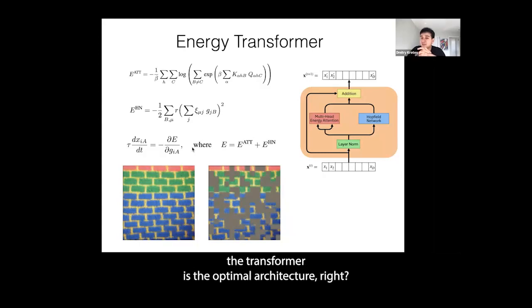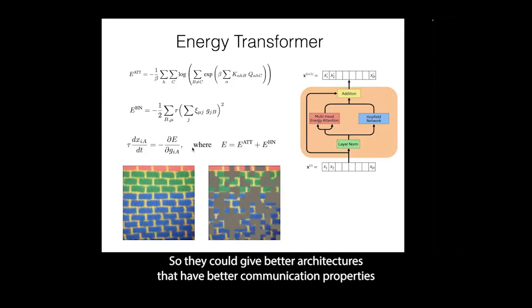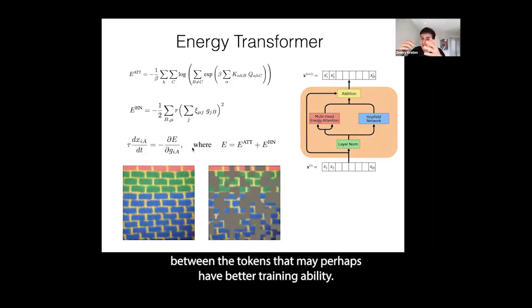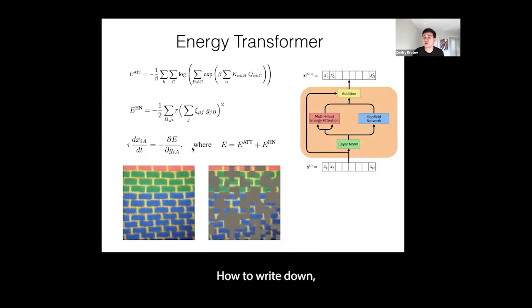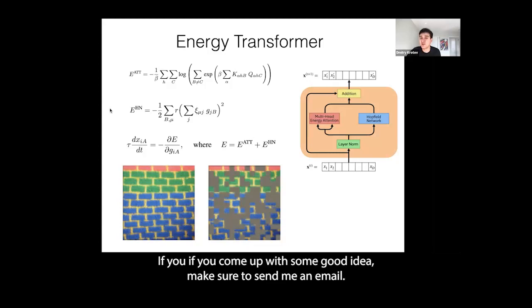But no one ever claimed that the transformer is the optimal architecture. So there could be better architectures that have better communication properties between the tokens, that may perhaps have better trainability properties under backprop through time, or under recurrent backprop, or maybe under Hebbian learning, or whatever. It's a completely open field. It's a very interesting question how to write down better routing schemes between tokens. Yes, exactly. Thanks. Completely agree. If you come up with some good idea, make sure to send me an email.